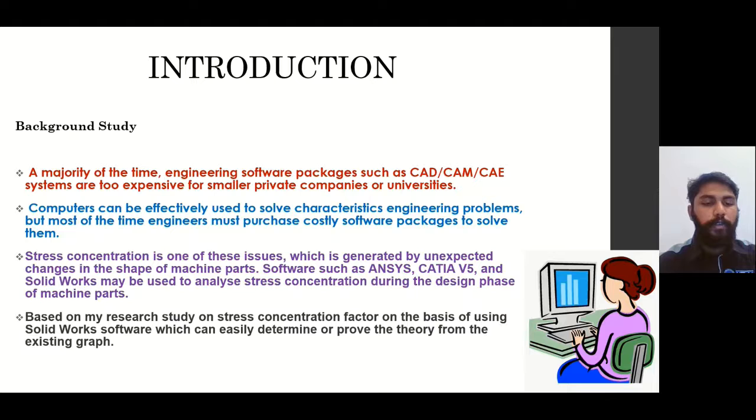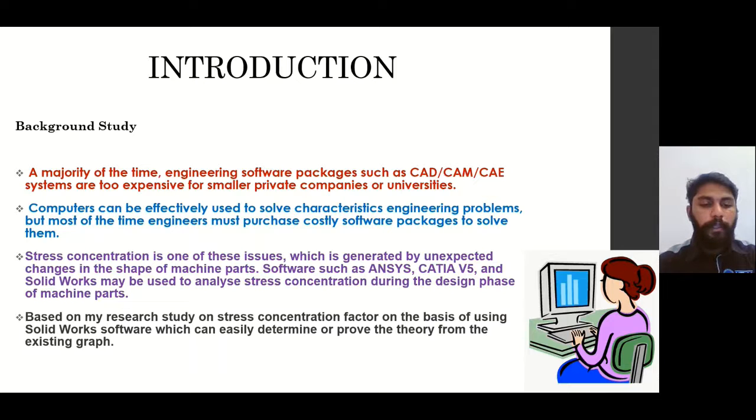Furthermore, stress concentration is one of these issues, which is generated by unexpected changes in the shape of a machine part. Software such as ANSYS, CATIA, and SolidWorks may be used to analyze the stress concentration during the design phase of machine parts. This software is based on a numerical method, the finite element method. The software mentioned is quite expensive, and purchasing it just for the purpose of stress concentration study is not cost effective, because the engineer must manually determine values from diagrams, and the experimentally obtained diagram is relatively inaccurate.